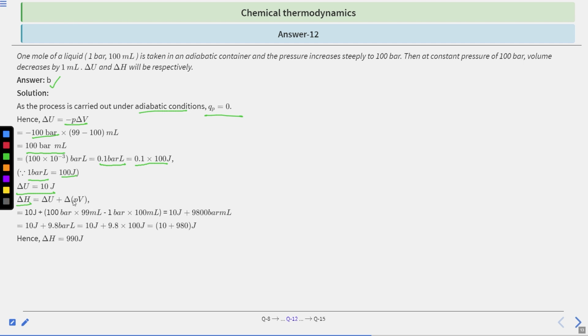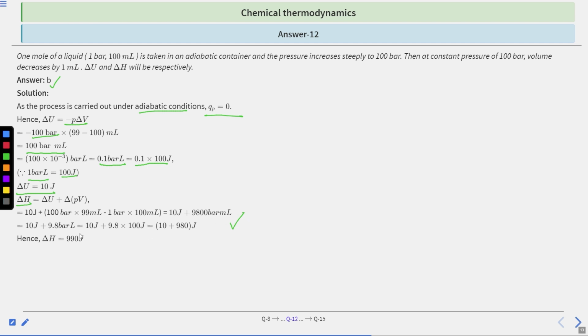And since P is also changing, V is also changing, so we consider both the change here. So del U is 10 joule plus initial pressure will be 100 bar multiplied by final volume will be 99 ml minus initial pressure was 1 bar and initial volume is 100 ml. And on calculating this equation, we have 10 joule plus 9800 bar milliliter, right?